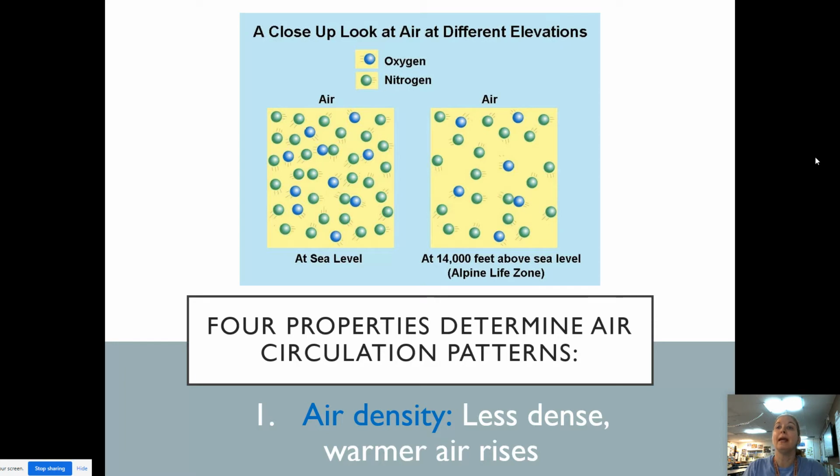Alrighty, so air, we have four main properties that are going to determine air circulation patterns. Our first one is air density. So the less dense you are as you go up, the warmer air is going to rise.